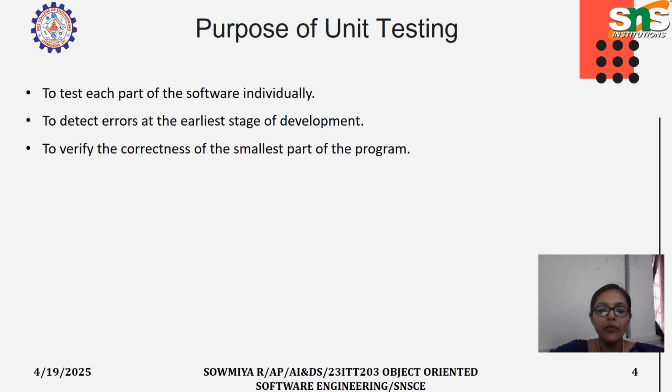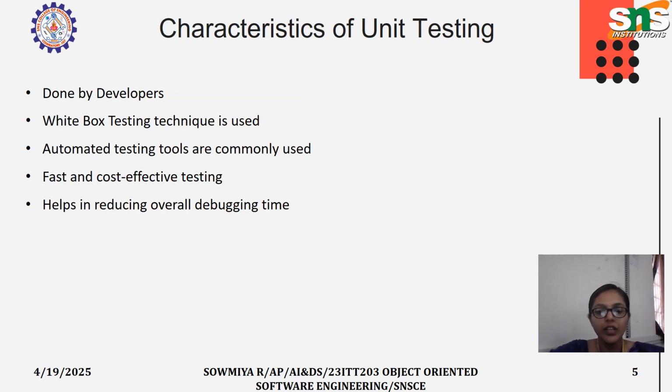Then, purpose of unit testing. The goal of unit testing is to test each part individually and to detect the errors at the very beginning of the project and to verify the correctness of each tiny block in a larger program. In short, unit testing ensures that every single function does what it's supposed to do. Right?